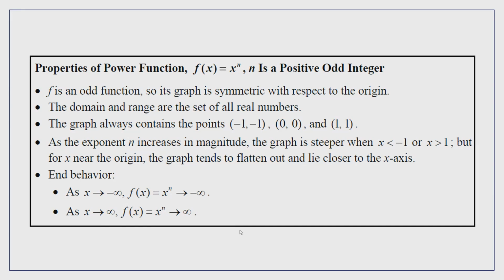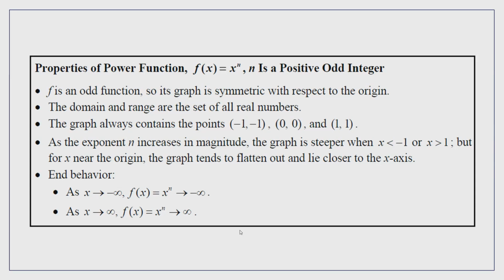But for x near the origin, the graph tends to flatten out and lie closer to the x-axis. For the end behavior, as x gets smaller, your f is going to also get smaller, meaning going towards negative infinity. And as x gets larger, your y is also going to get larger, meaning going towards infinity.